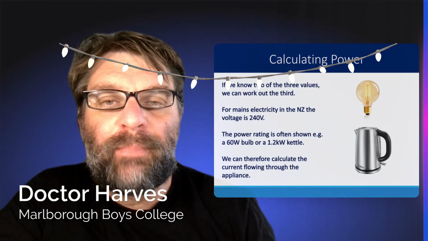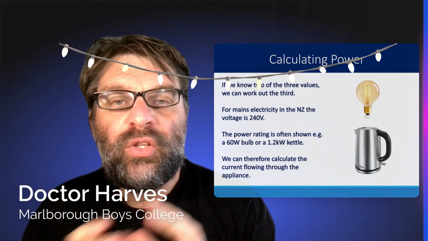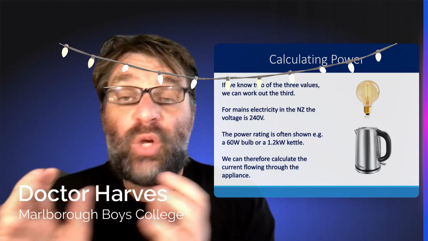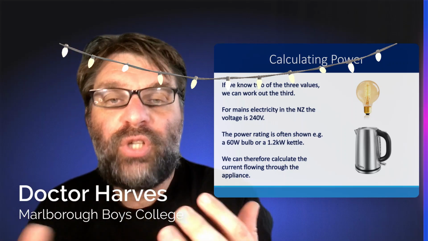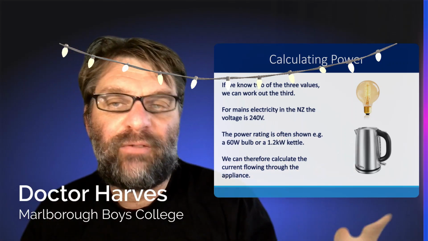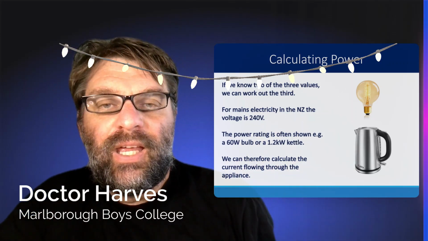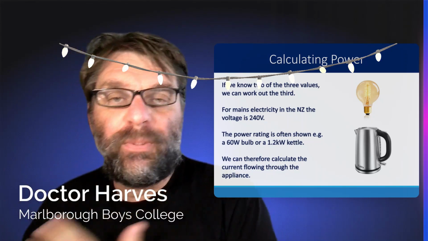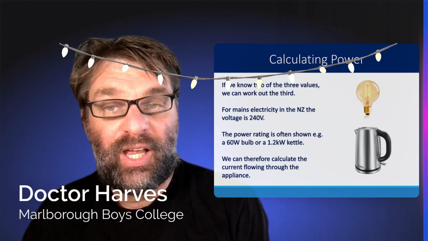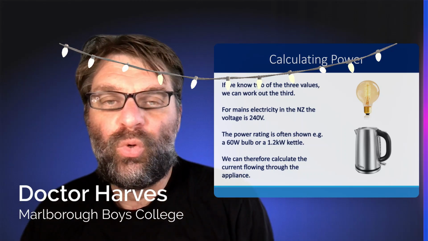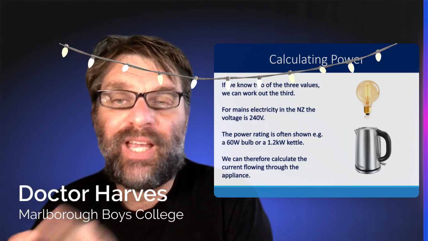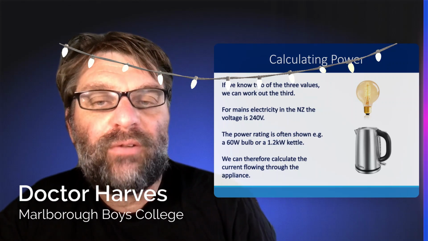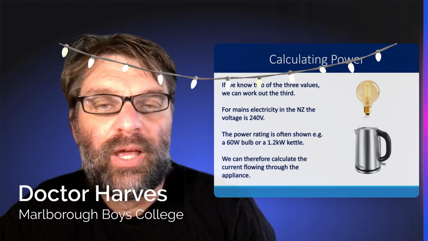So in terms of calculating power, if we know 2 of the 3 values, we can work out the third. So in New Zealand, the voltage for the mains electricity, that's the electricity you get from the plug, is 240 volts. So therefore, you can use the power rating, for example, a 60 watt light bulb or a 1.2 kilowatt kettle, which is shown on those appliances, and you can use those to calculate the current flowing through an appliance.